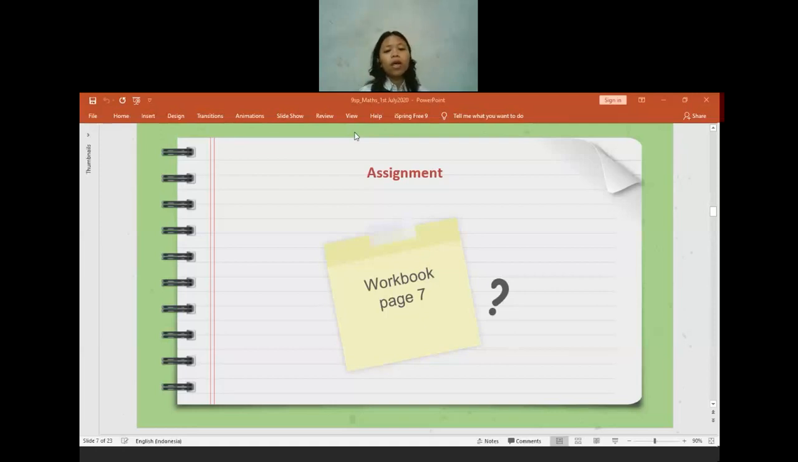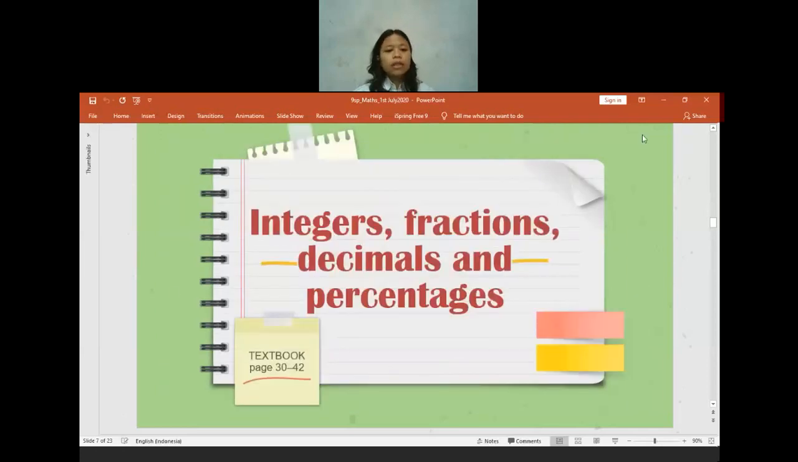No. Okay. If you have no difficulties, then it means yes, no difficulty. Okay, good job. Okay. If no difficulties, then it means I can move to chapter 4. Chapter 4 is about integer, fraction, decimal, and percentage.